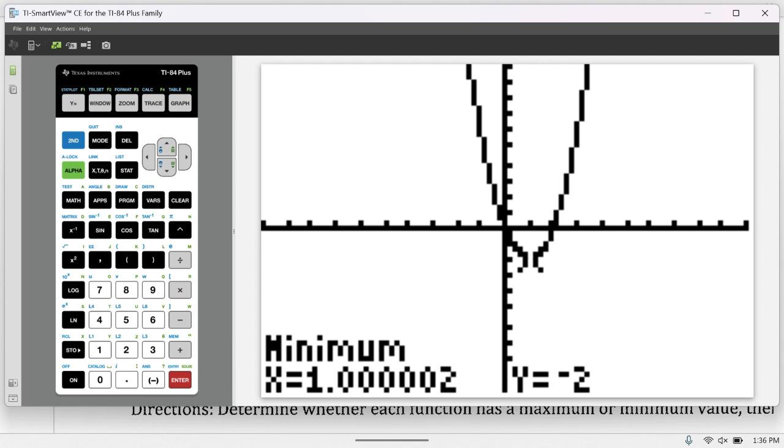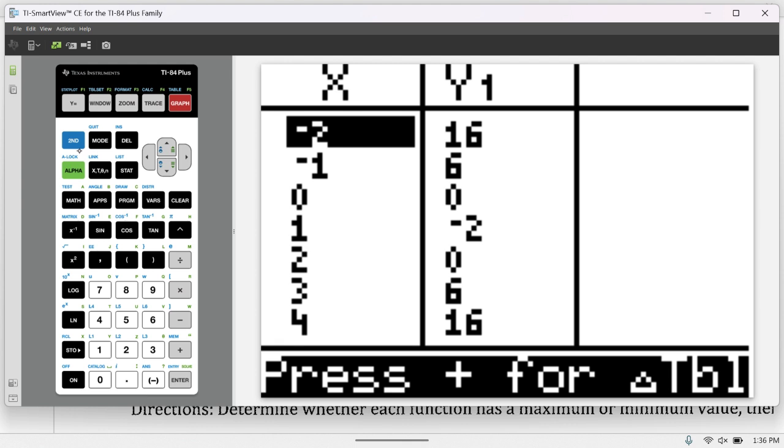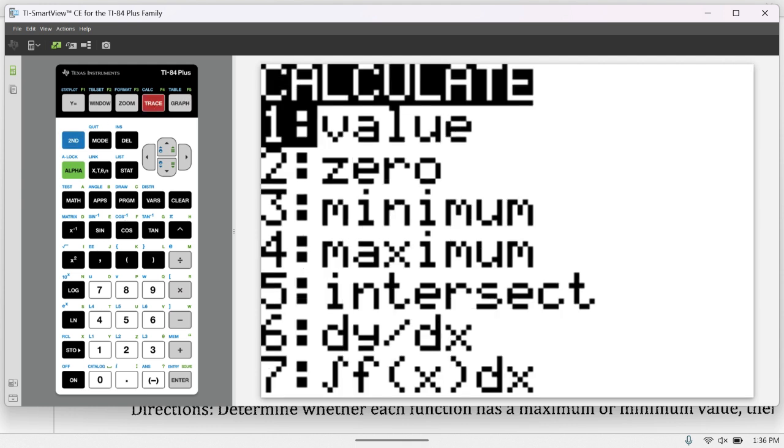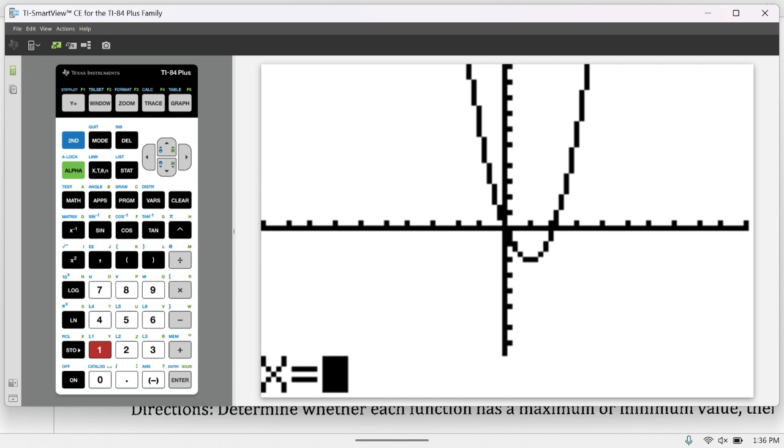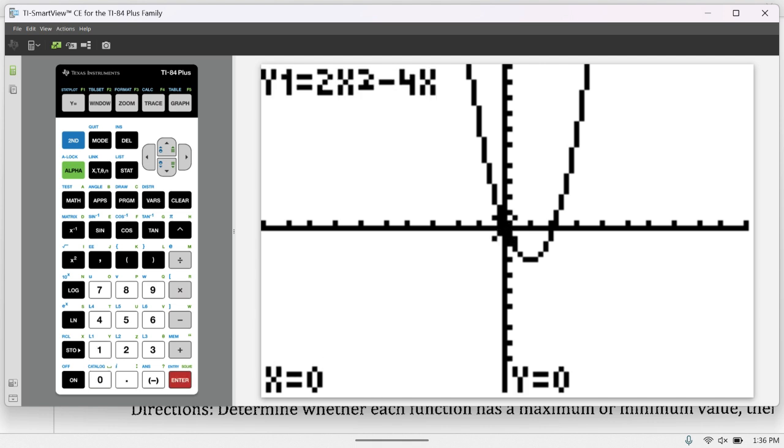All right. Check my y-intercept. That's a value. So I hit second trace. I'm going to hit 1 for value. And what do I always plug in for x for a y-intercept? 0. Hit enter. When x is 0, y is 0. So that's the y-intercept. Okay, so second trace, 1, then put 0, enter.